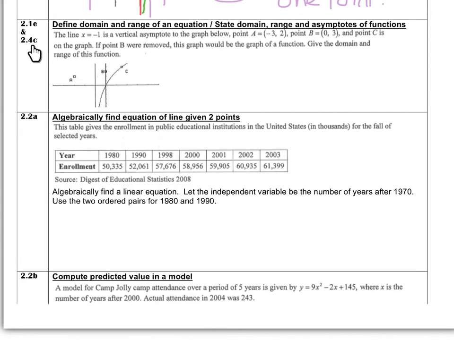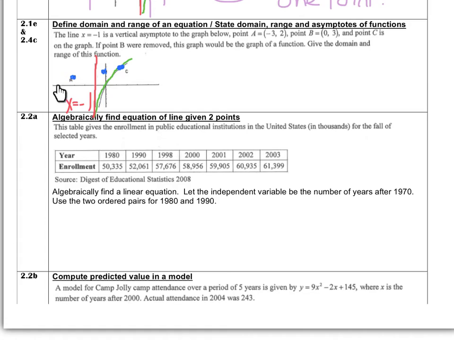2.1e and 2.4c are combined together. And we're going to piggyback off the same example. But this one here says the line x equals -1 is the vertical asymptote to the graph below, which also includes the points A, B, and C. So let's just highlight those with some colors. So this is what they are actually talking about for the graph. We have the 3 blue points, the green graph. Here's the asymptote this time.